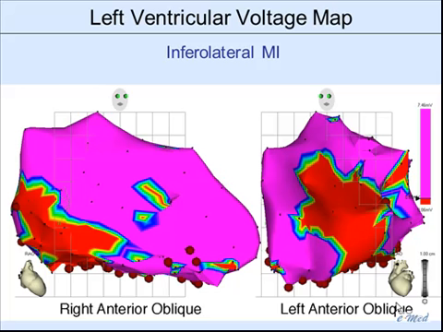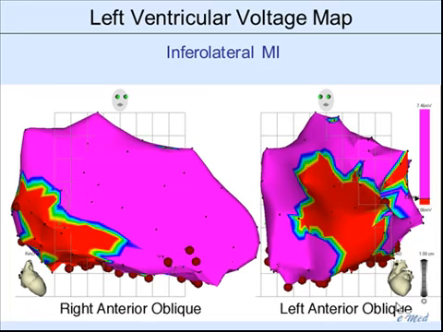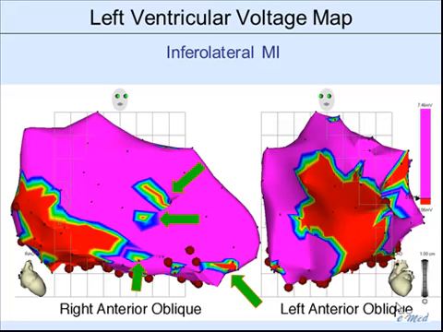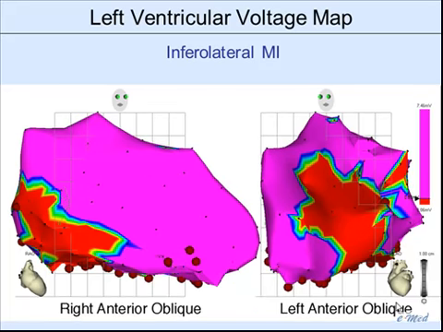Here is somebody with a big inferior scar, inferior lateral, and you see these areas here as well. Well, why does he have scar there? Well, it isn't scar, it's poor contact. And when you edit those out, it doesn't look quite so much like a dinosaur anymore.